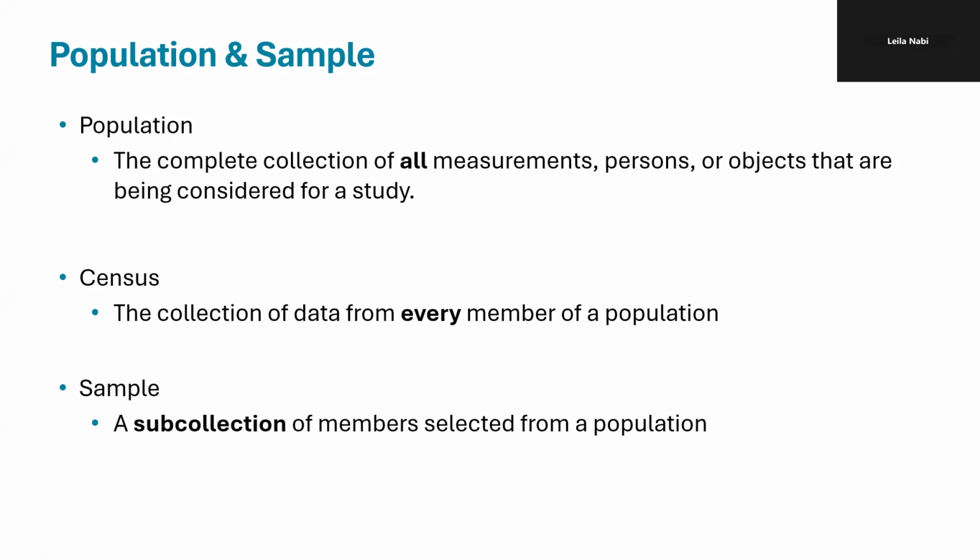That means we have a whole population. We know which group we are going to do the study on, but we don't have access to all of them. So we select some of them as a sample, and we do the study on the sample.